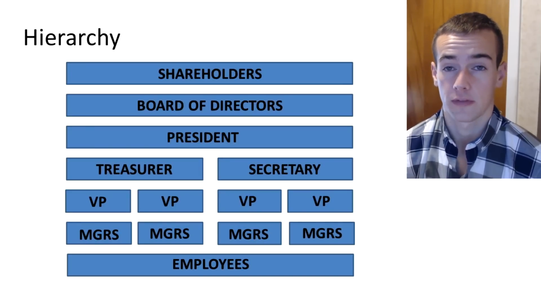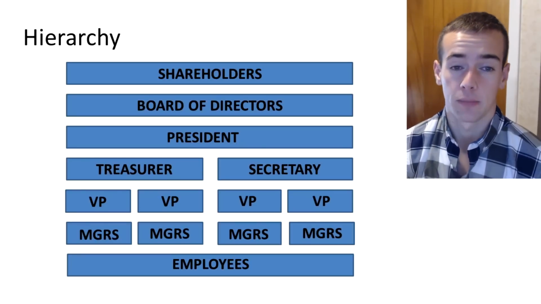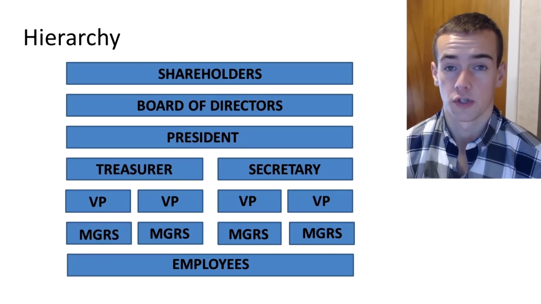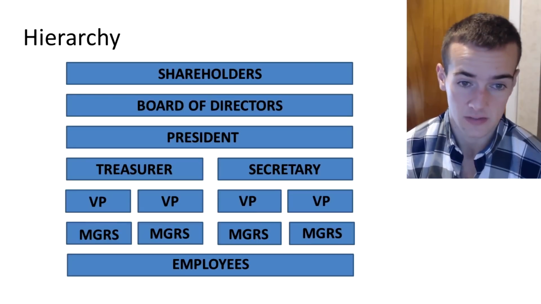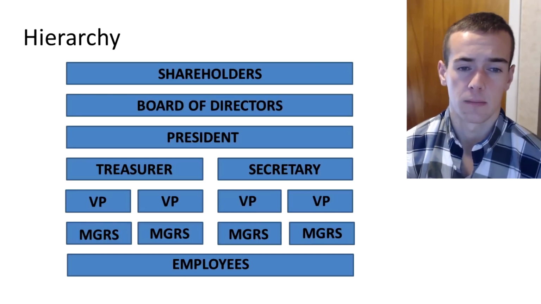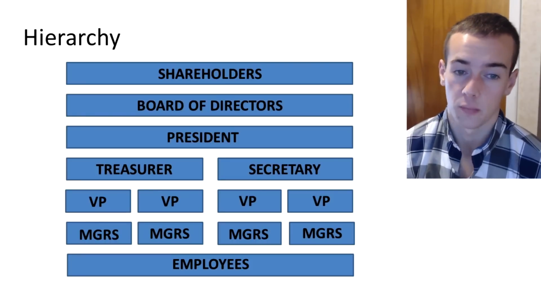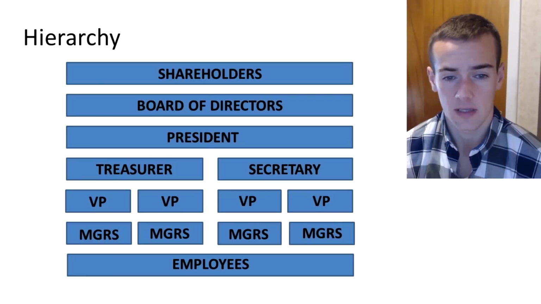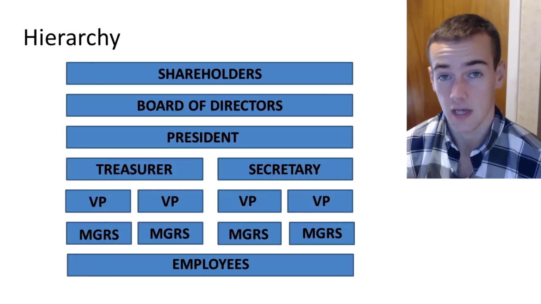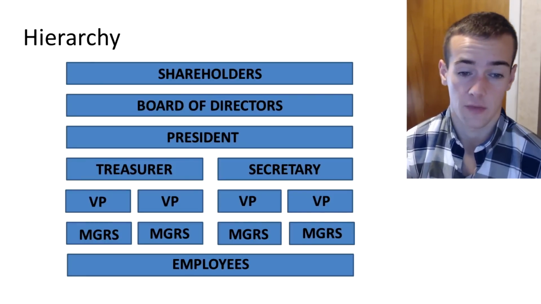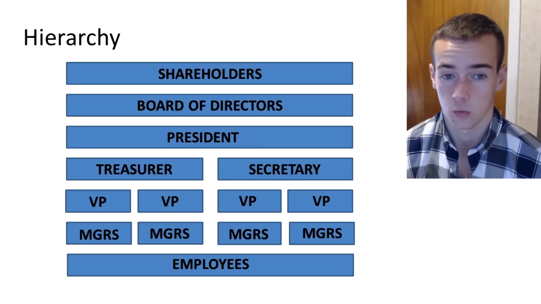So the shareholders are at the very top of the company, and below that, they essentially elect the board of directors, which are going to set management policies and essentially maintain best practices in the company. Now below that you have the president or the presidential level of the company, and then you have the treasurer and the secretary below the president, and then you have the vice presidents. Below that you have the managers, and then you have the employees.